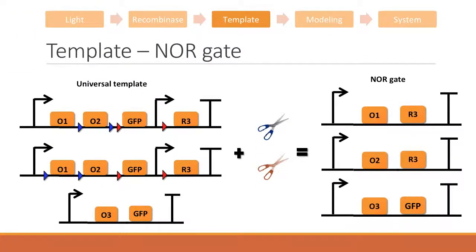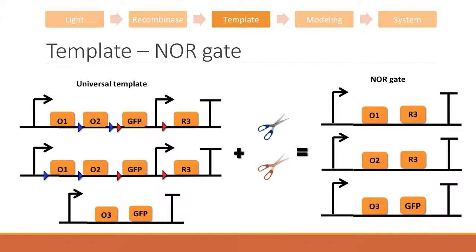And finally, here's the NOR gate. If we apply both recombinases, then for the top strand, all we have left is operator 1 and R3. For the middle strand, all we have is operator 2 and R3, and the bottom strand remains the same. This is the same as the NOR gate I've shown you before.